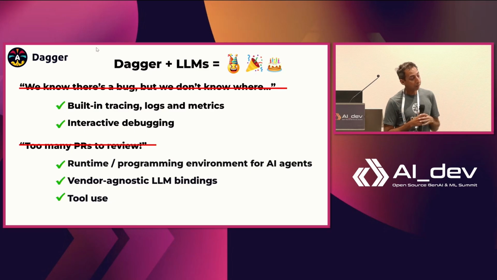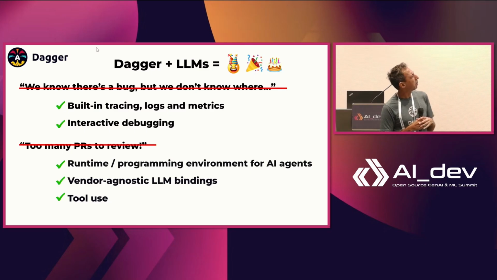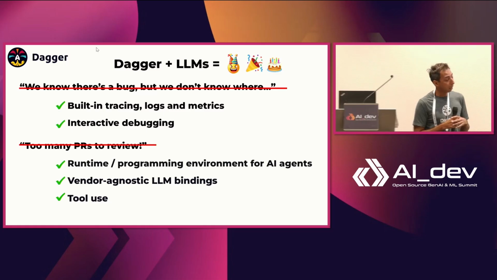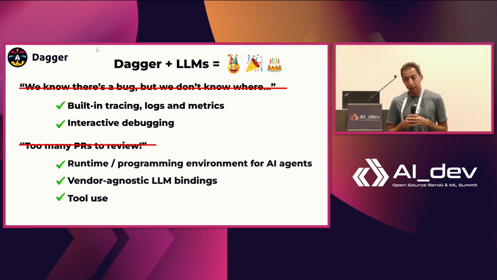If you remember the screenshot I had earlier of the very complex CI pipeline, with Dagger, you get detailed observability of your workflow as it's running. So you can actually see exactly what is happening.